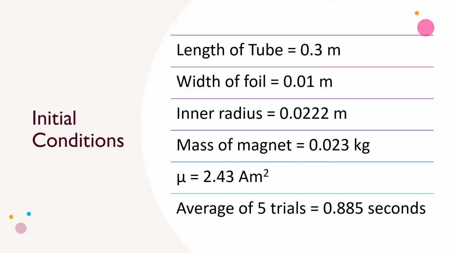These are some initial conditions we need to know to make the computational model, and note here that the magnitude of the magnetic dipole moment, mu, is 2.43 ampere square meters, that was found from lab 3. And overall, through 5 trials, the average time it took for the magnet to fall through the tube was 0.885 seconds.